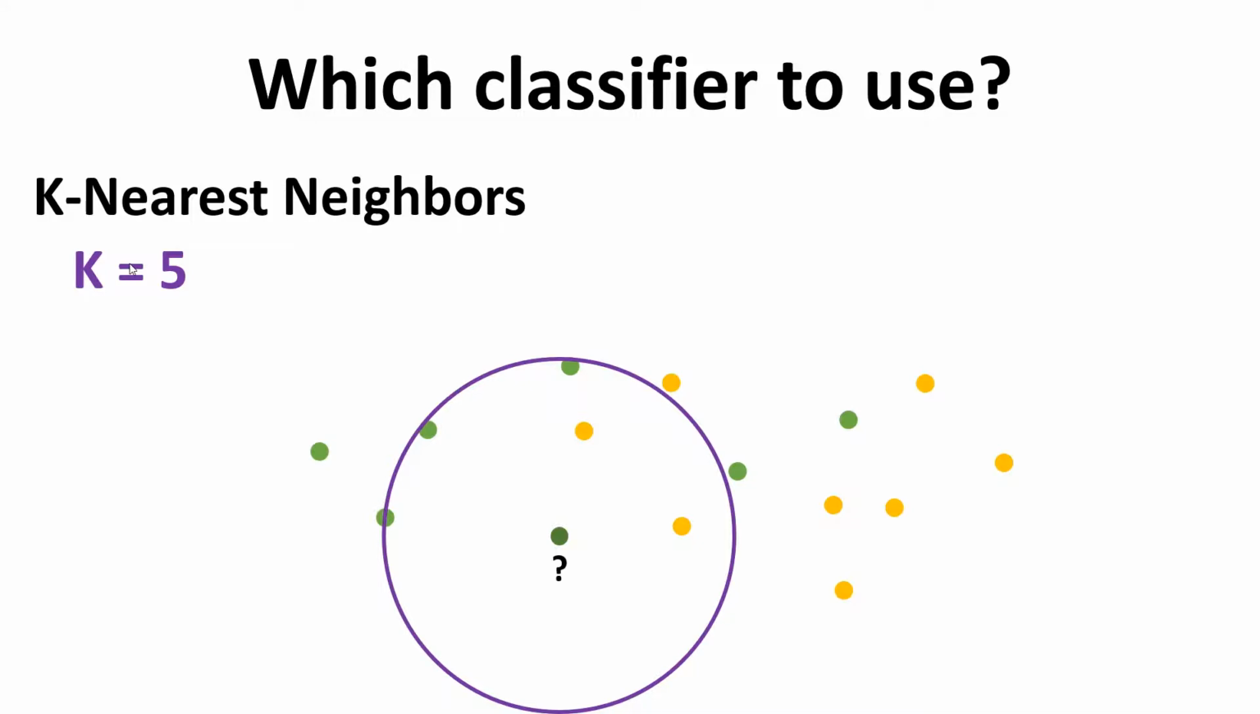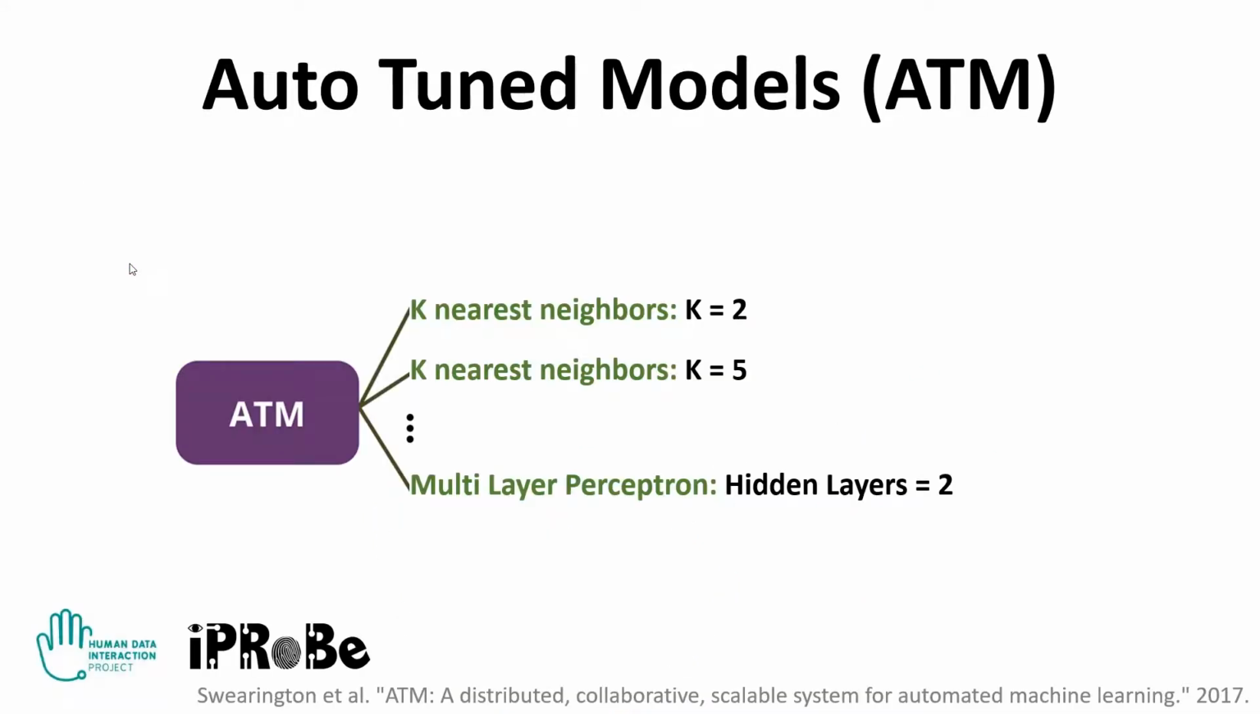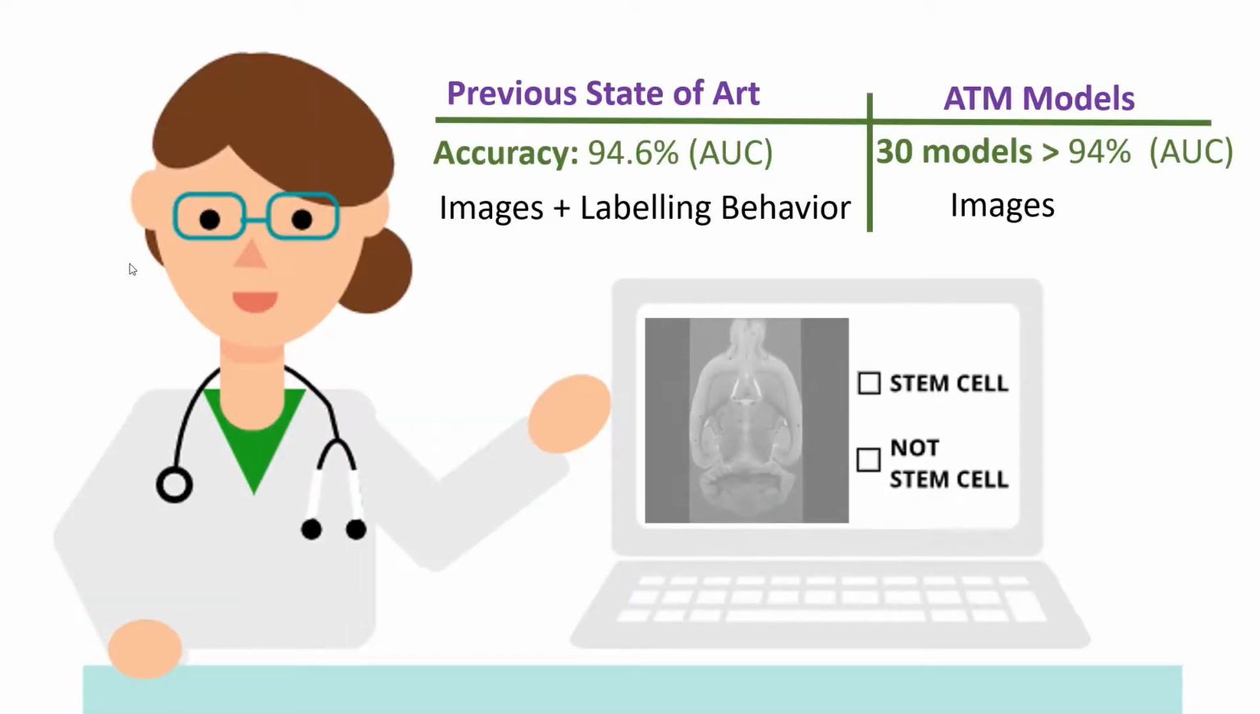To find the right models for us, we use an automated machine learning tool, often referred to as AutoML. The tool we chose is ATM, which stands for Auto-Tuned Models. ATM produces several optimized classification models on just the MRI data, so we're not considering the labeling behavior data at all. And right away, we obtained 30 models that achieve comparable performance to Afridi's deep learning approach.